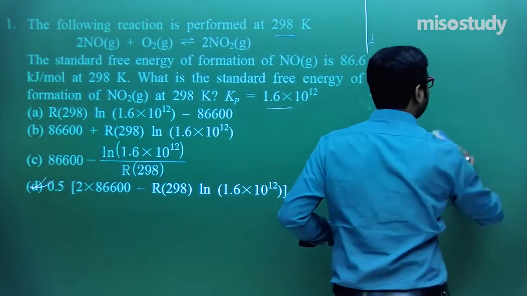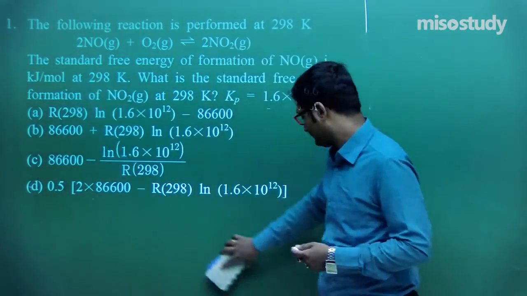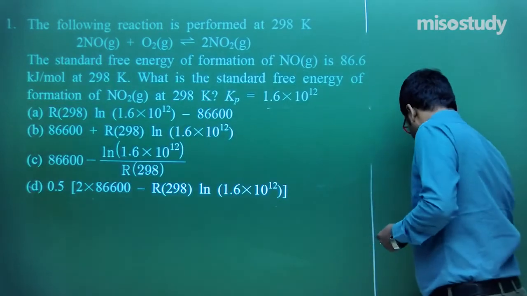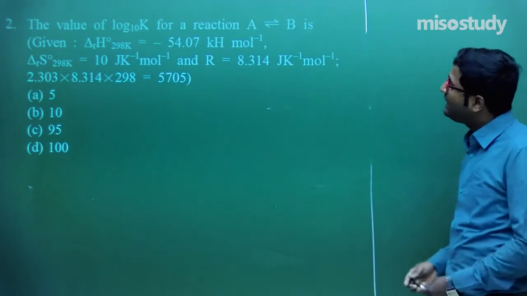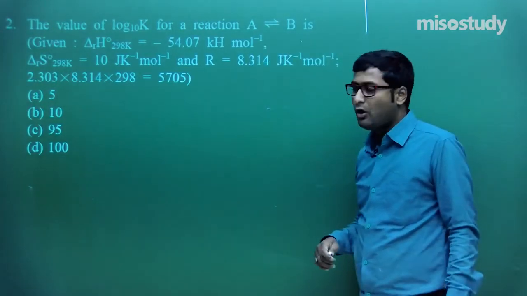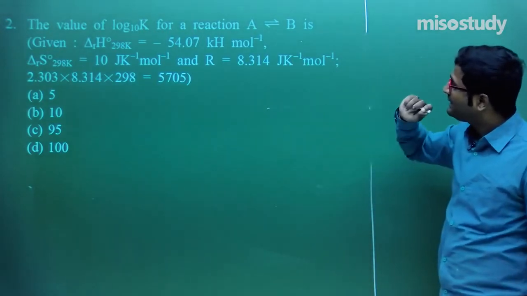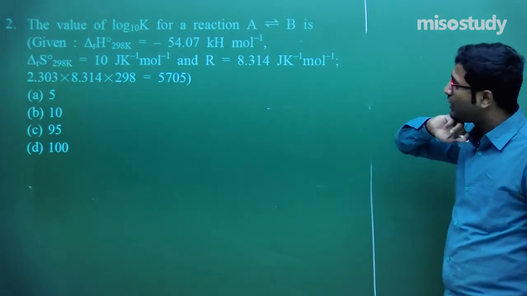Now what will happen in the next question? Let's see. Wait for a moment. Now this is question number 2. Look at the value of log K for a reaction. We have to find the value of log K, given delta H, delta S, and the value of R.